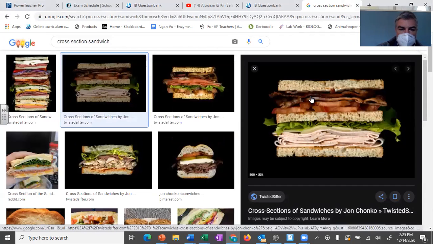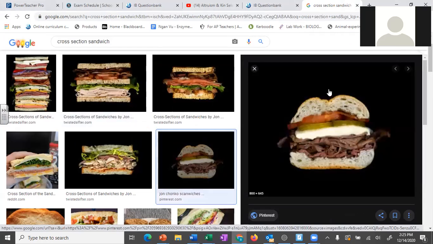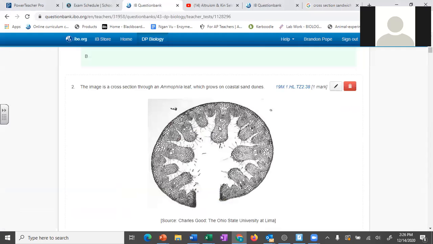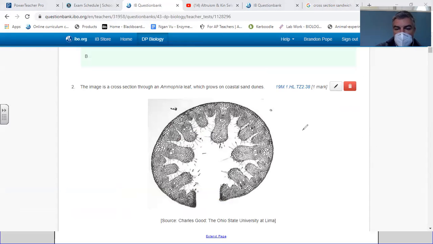That way you can see in it, right? You can see there's a cross section of a hamburger. And you are able to see what I'm showing you, right? Yeah. Okay, good. All right, so if I go back to this, this is a cross section of the leaf. So let me see if I can do a decent drawing of this.